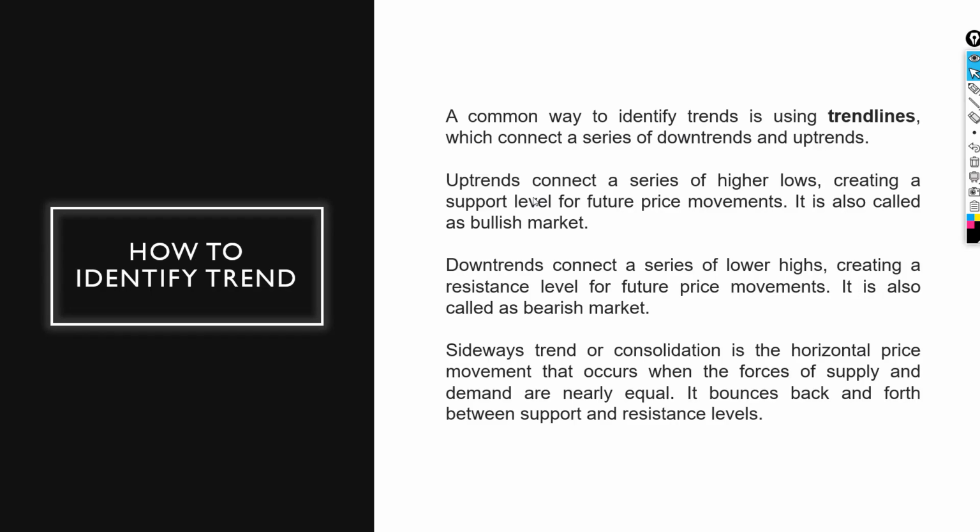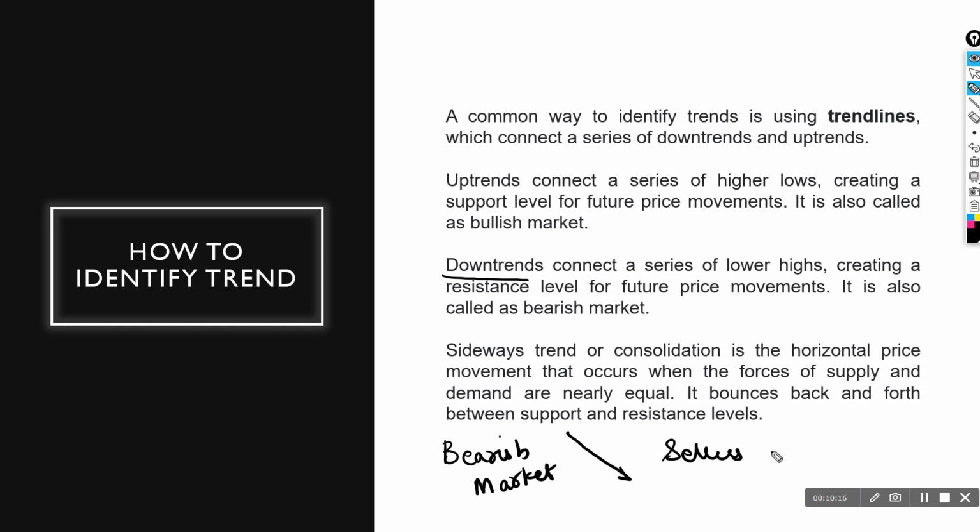Now let's understand what a downtrend is. A downtrend connects a series of lower highs, creating a resistance level for future price movements. So as we saw with support, a downtrend is also called a bearish market. So in a bearish market, what happens is that the stock or the market comes down, it falls, right? And the reason it falls is because the number of sellers is greater than the number of buyers.